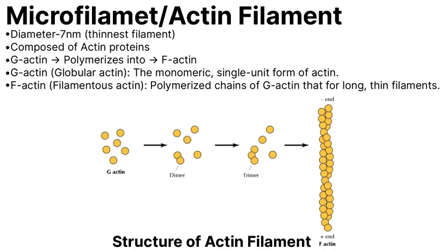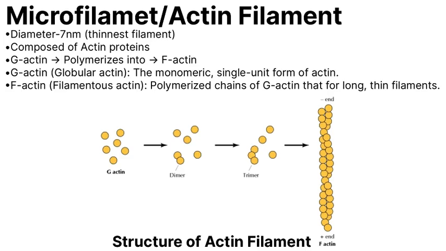First we have microfilaments, also called actin filaments, as they are made up of actin proteins. They are about 7 nanometers in diameter, making them the thinnest filaments among all three. It is a highly conserved cytoskeleton protein that is present at high concentration in nearly all eukaryotic cells, and also one of the most abundant intracellular proteins in most eukaryotic cells.